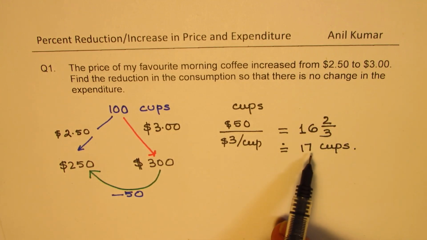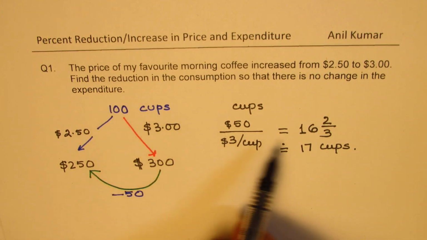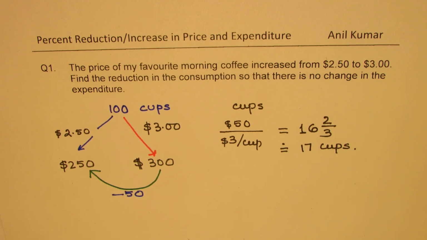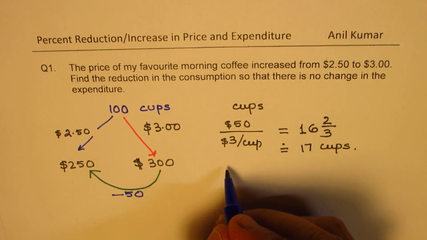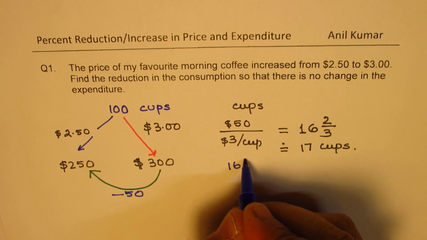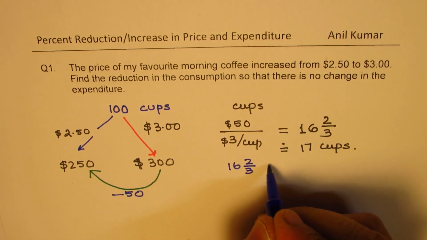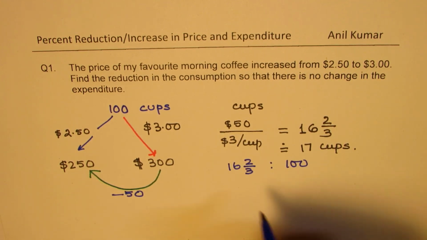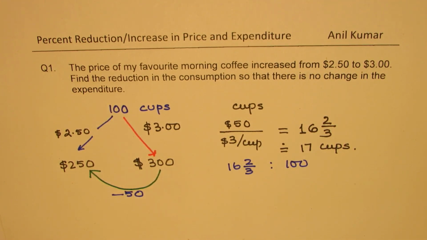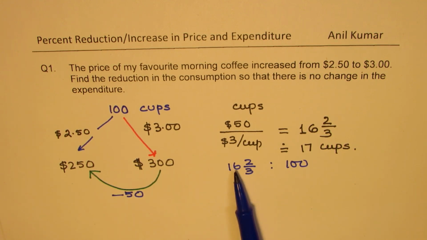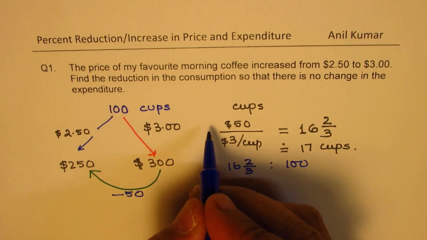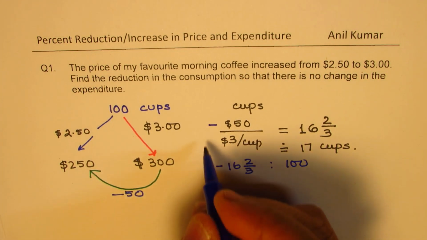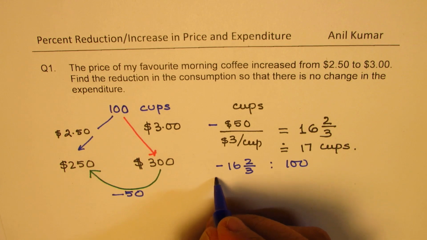Right? Now this 17 cups is from every 100 cups you consume. So we're talking about a person, isn't it? So 17 out of, we can say exactly, mathematically, 16 2/3 out of 100, right? So that means percent. Perfect. So that gives us an idea. So it is a reduction of 16 2/3. This negative sign which you see means reduction, right? So this is for reduction.